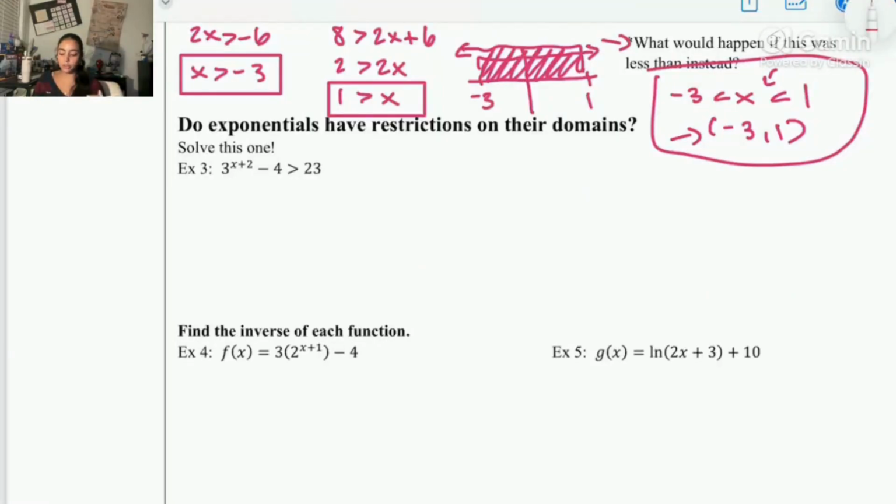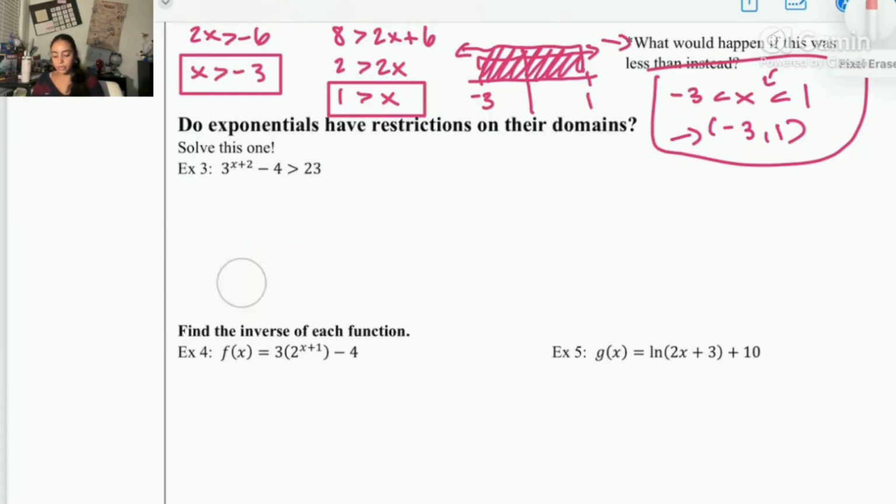Okay, now the question here is, do exponentials have restrictions on their domains? And the answer to that is technically no, because there's not going to be any value that'll make it undefined. Even if x was a negative number, it would just turn it into a fraction, because whenever you have a negative exponent, so let's say we have 3 to the power of -2, you're just going to put 3 in the denominator so that we can make that 2 positive. So it would be 1/3 squared, which is just 1/9.